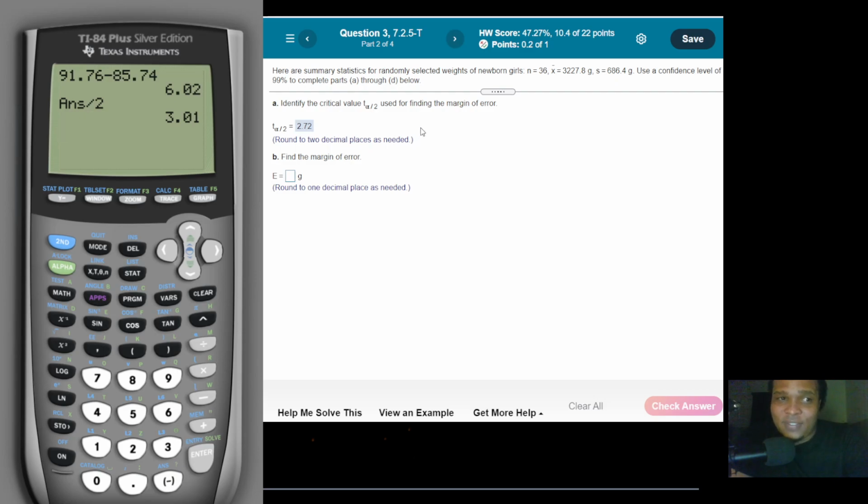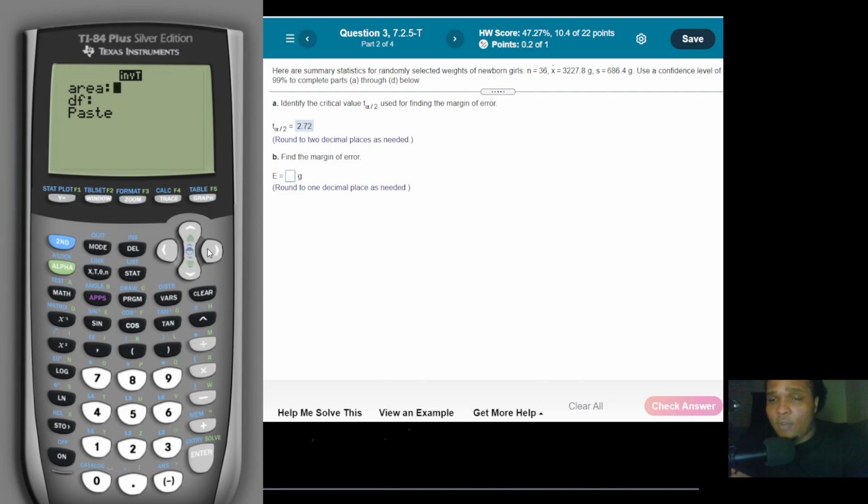Now to the good stuff. Now identify the critical value t alpha over 2 used for finding the margin of error. Now last time we were dealing with z alpha over 2, and remember we use inverse norm. Now we're going to use a different calculator function, and this is called inverse t. So to get to it, you're going to hit second, vars, you're going to go all the way down to where it says inverse t.